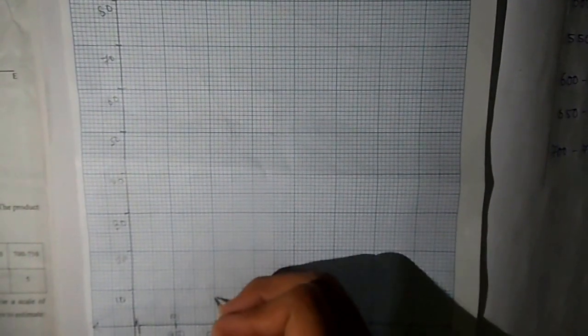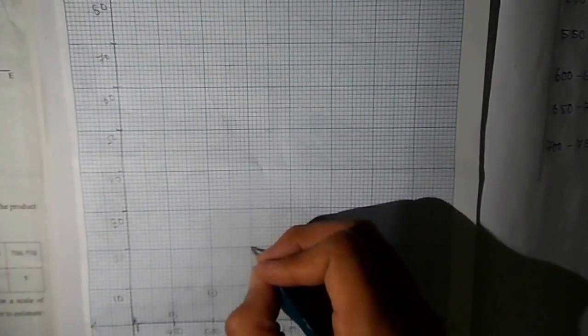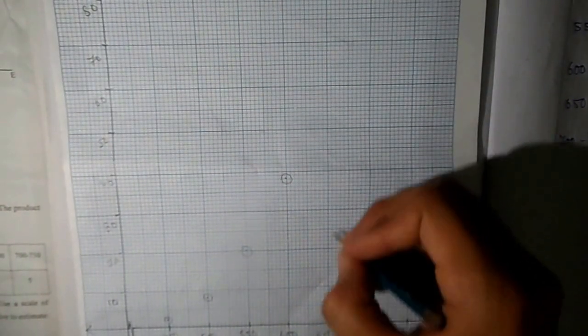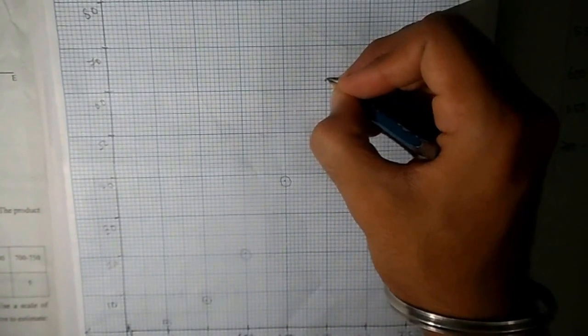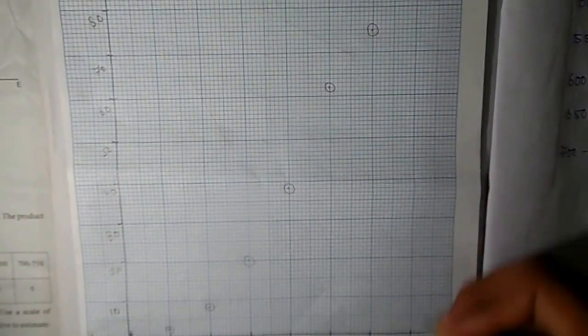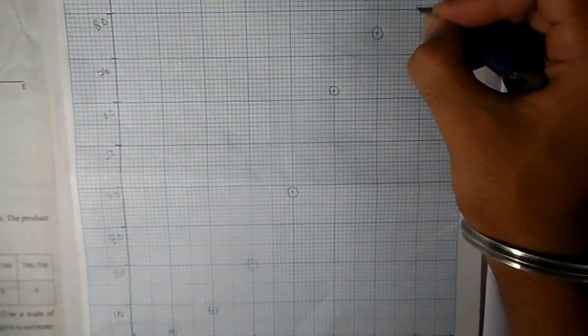Now we will plot the points. We will plot the upper boundary against cumulative frequency. This is 450 against 2 here, 500 against 8 over here, 550 against 20, 600 against 38 over here, 650 against 62 somewhere over here, 700 against 75 here, and 750 against 80 over here.